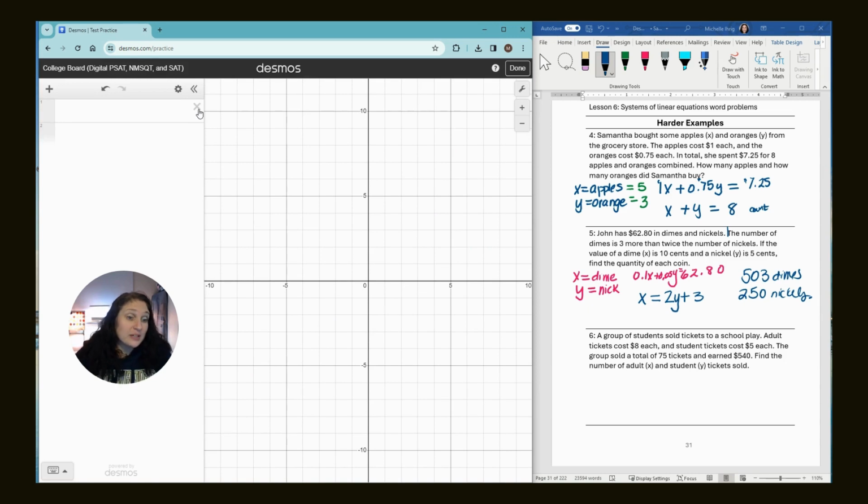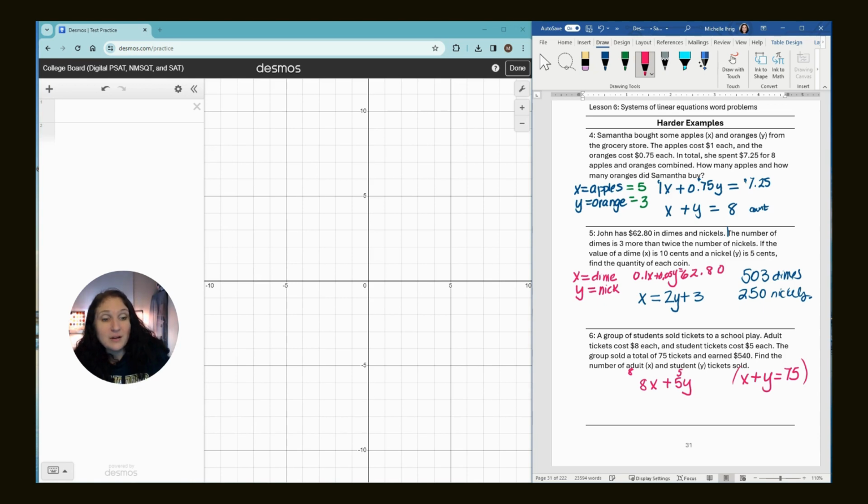A group of students sold tickets to a school play. Adult tickets cost $8 each. And we can see that adults is X. And student tickets cost 5. So because we're dealing with money, 8x plus 5y goes on the same equation. And we know that adults and students went to it. So we're going to do x plus y equals. And it says the group sold 75 tickets. So I'm just doing x plus y equals because that's my count. The number of adults, the number of students equals 75. And then my money equals 540.